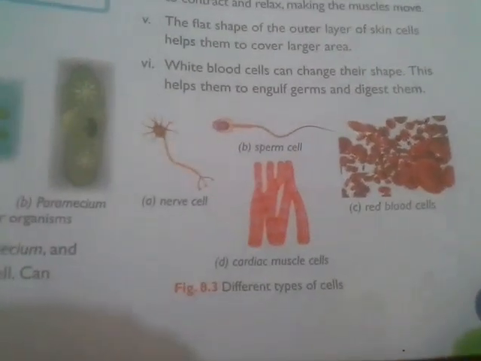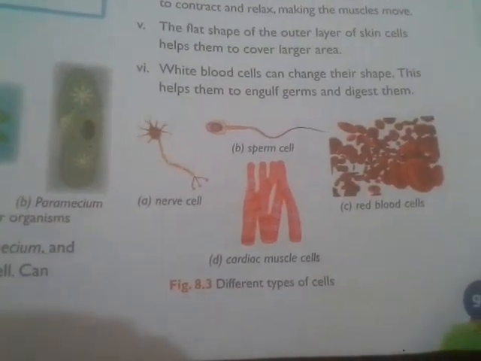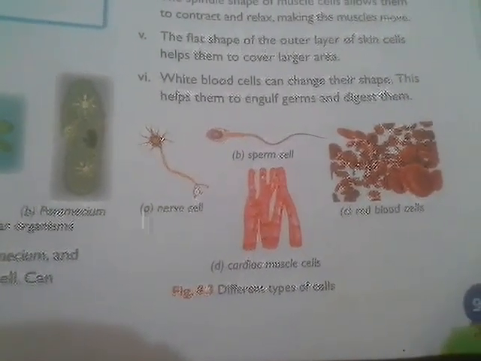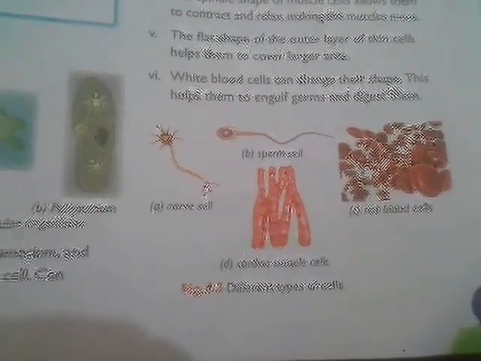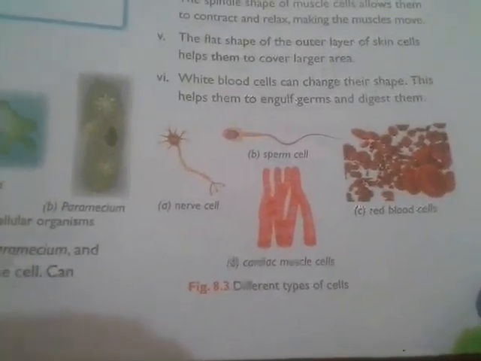Like, as you can see in the diagram out here, the nerve cell is quite different from the sperm cell, and it is quite different from the red blood cell and also the cardiac muscle cell. So these are some of the cells of specific organs which have their own specific importance. As you can see, it is a different kind of cell according to the function.